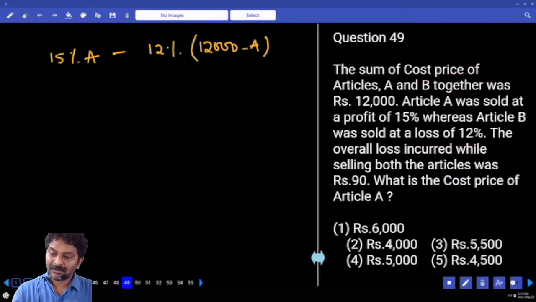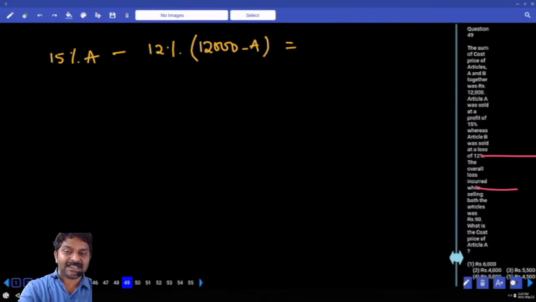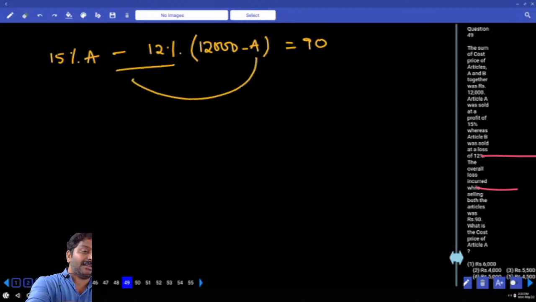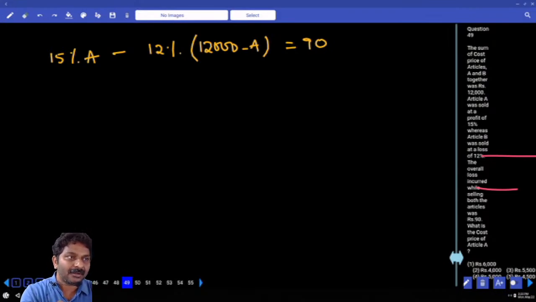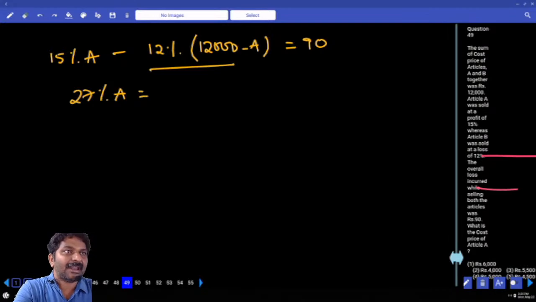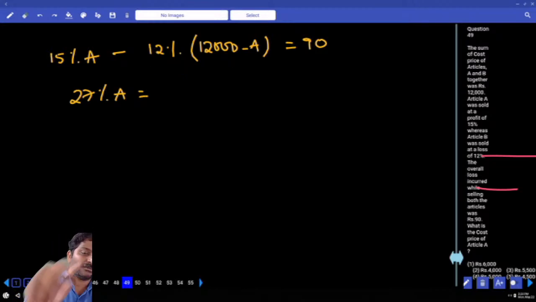Overall, what happened? Loss. How much? This is equal to 90. Minus 12 into minus A, that is plus only. Come on. 12% of A, already 15% we have. That is 27% of A is equal to 12% of this number. 12%, 1440. 1440, positive or negative? Goes to the other side, becomes positive.